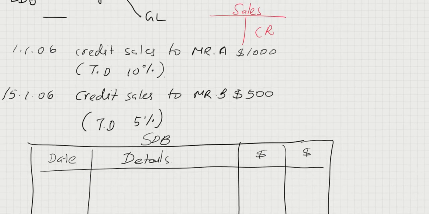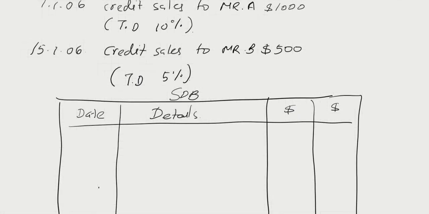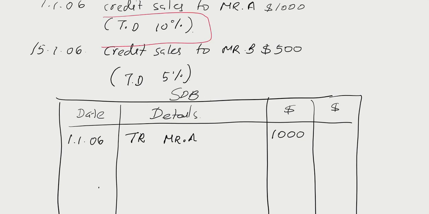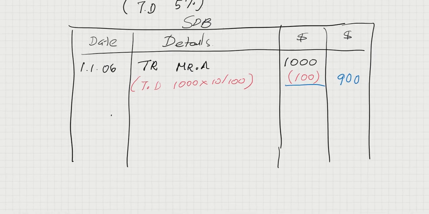Now let's look at the first one, which occurred on 1st of Jan 2006. You sold to TR Mr. A and the amount was 1,000. Here you have a trade discount of 10%. Therefore, let's calculate the trade discount. 1,000 into 10 over 100, which gives you 100. Therefore, now he is liable to pay you only 900.